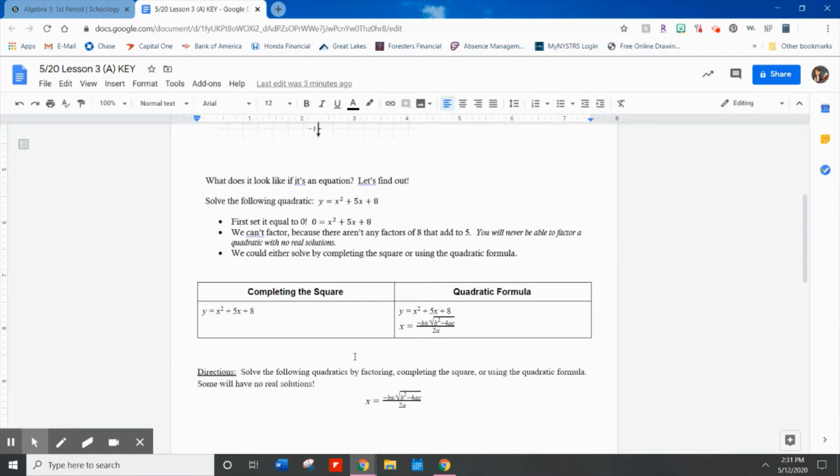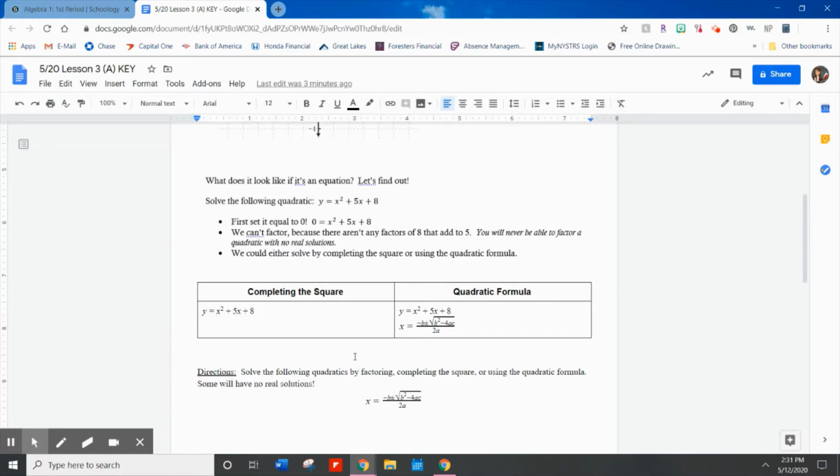So let's go ahead and try to solve it and see where we're going to have a hiccup and notice that, oh, this doesn't make sense. We're not going to have any real solutions. Okay, so first thing is if you pick up your calculator and you go to y equals and you type in x squared plus 5x plus 8, and you press graph, you can tell right away that quadratic does not intersect the x-axis.